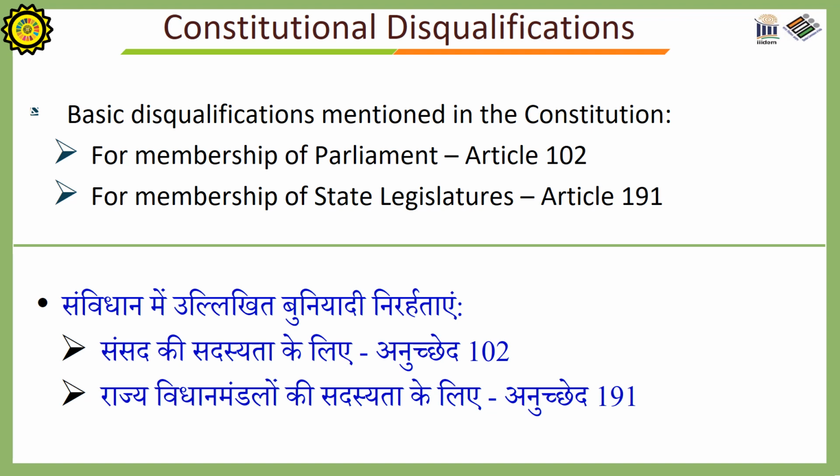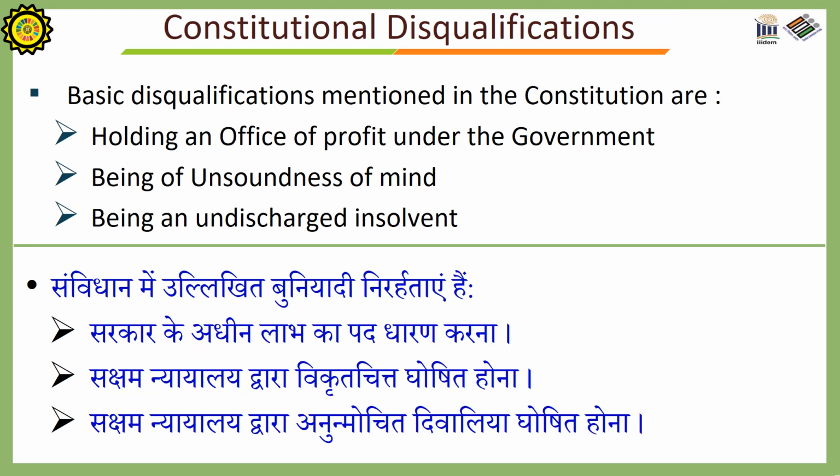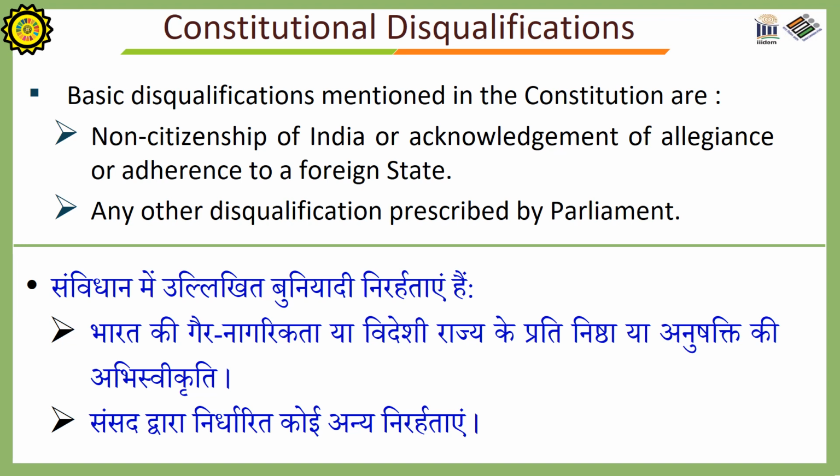Constitutional disqualifications. Basic disqualifications mentioned in the Constitution are: for membership of Parliament, Article 102; for membership of state legislatures, Article 191. Holding an office of profit under the government, being of unsoundness of mind, being an undischarged insolvent, non-citizenship of India or acknowledgement of allegiance or adherence to a foreign state, any other disqualification prescribed by Parliament.